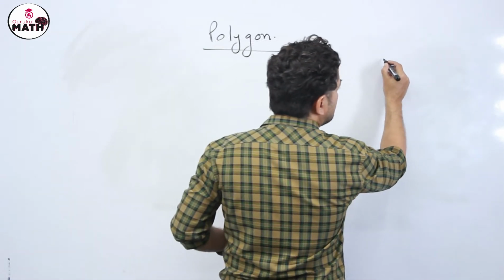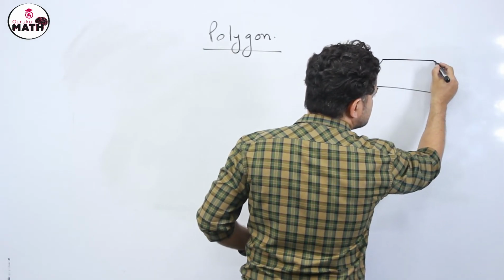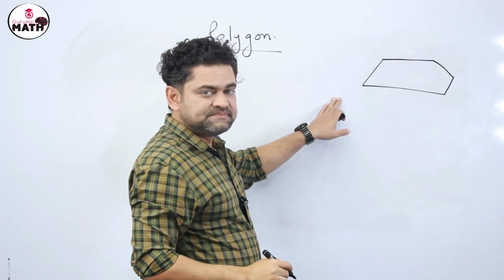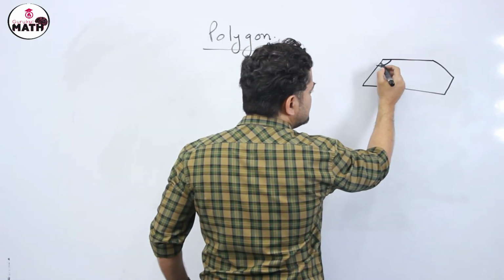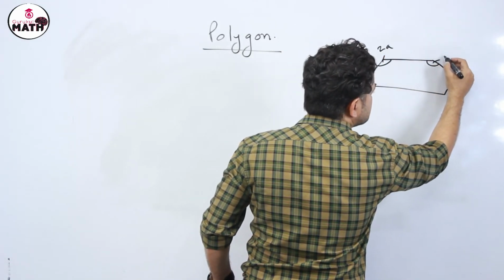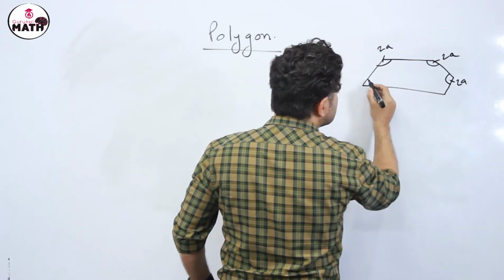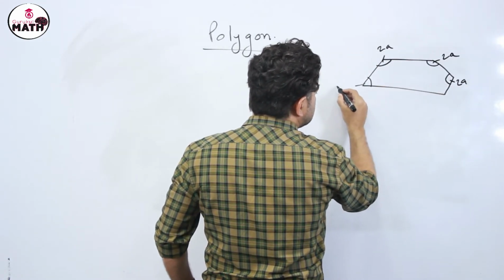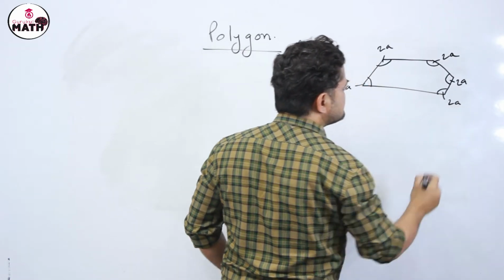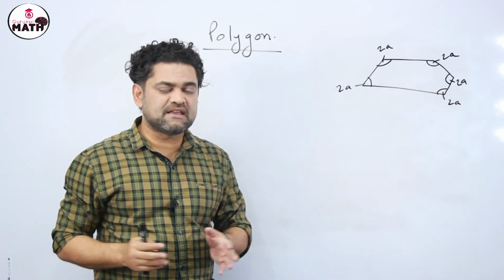So if I'm going to solve one more problem for our students, suppose the diagram is like this. You see I'm now writing the interior angles. In my first problem in today's class, I tried my level best to make you understand the exterior angles of a polygon. And now I'm going to make you understand the interior angles of a polygon. So listen very carefully.